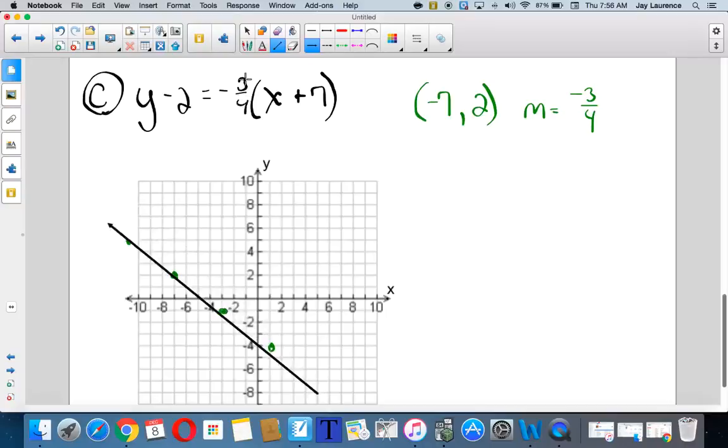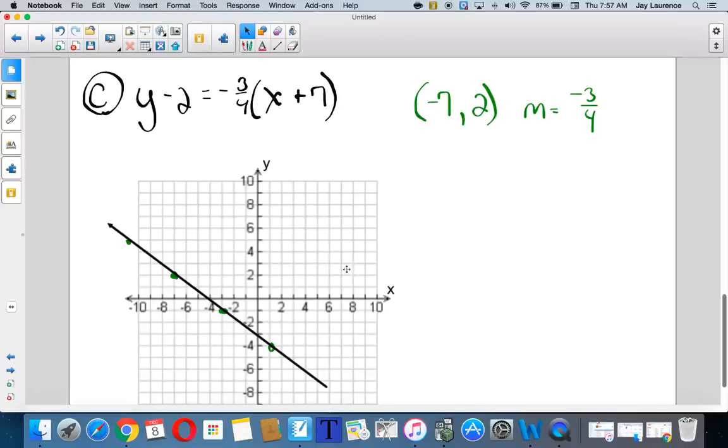Oops, looks like I missed it. I better fix that, missing my points. All of a sudden my eraser's going crazy on me. All right, let's see here. 2, 3, 1, 2, 3, 4. Yeah, that looks better. Okay, very good.